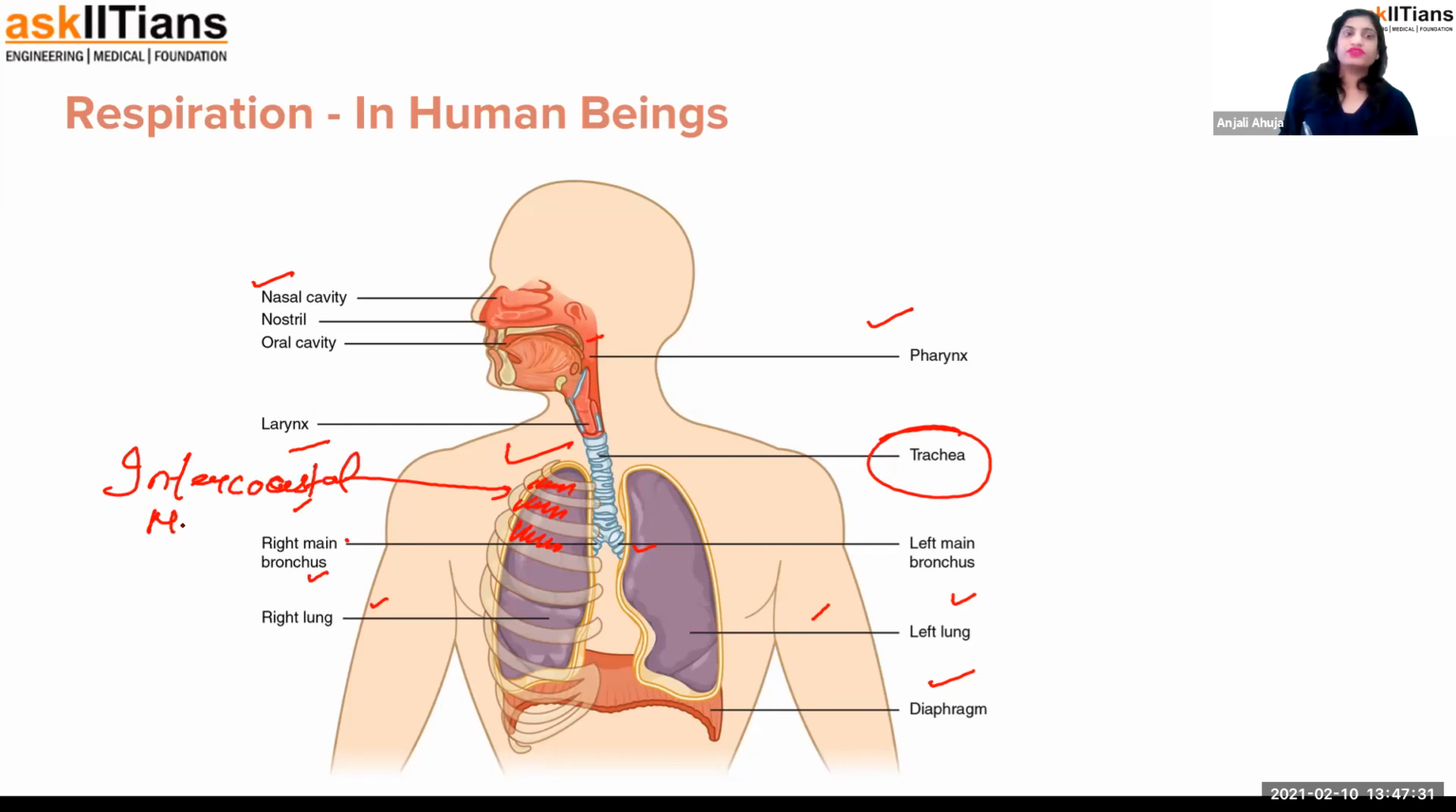Intercostal muscles. Whenever you talk about how we breathe, you have to mention the intercostal muscles and the diaphragm, and how they relax and contract. I'm going to cover that in the mechanism part, so do not worry. Now, the basic information that I should provide you is about the nasal cavity.